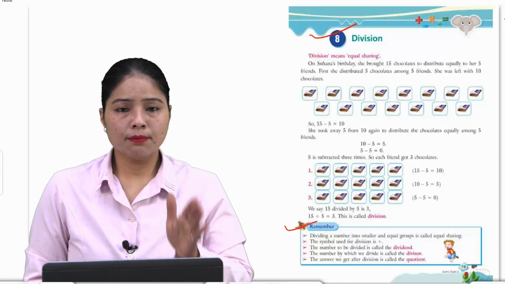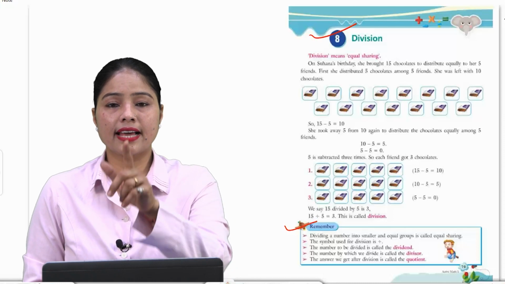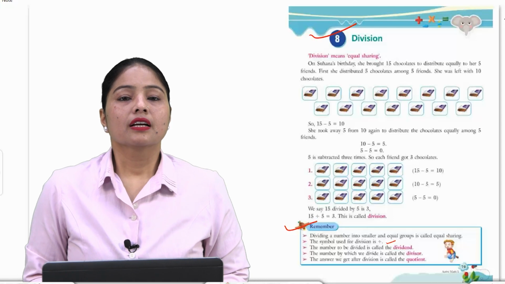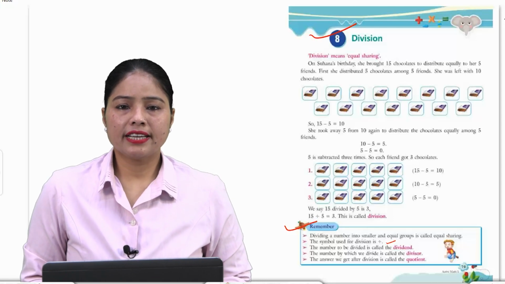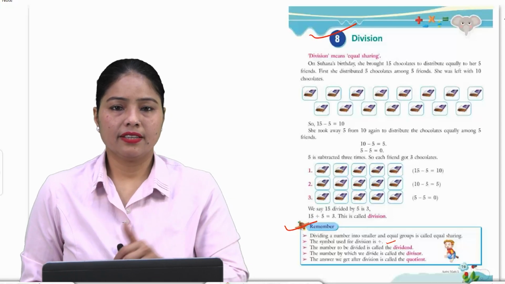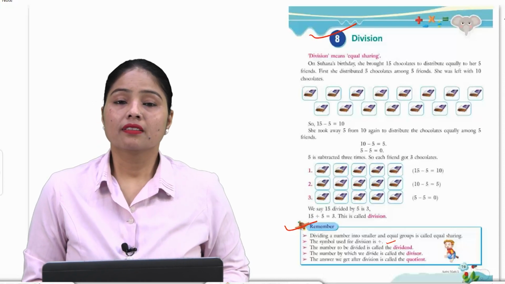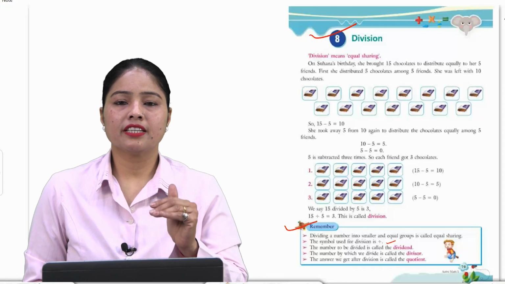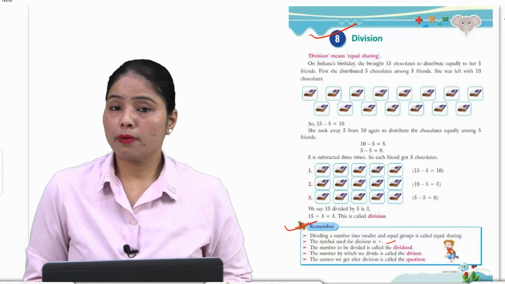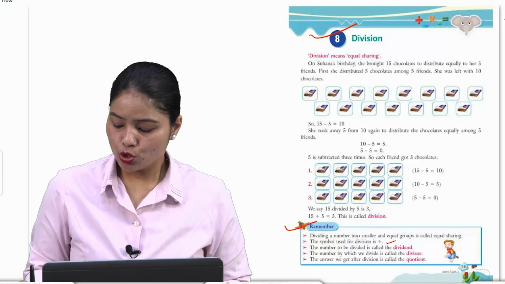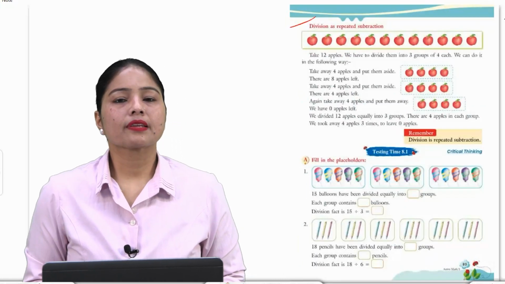Okay. The symbol used for division is like that. This is the symbol of division. The number to be divided is called the dividend. The number by which we divide is called the divisor. The answer we get after division is called the quotient. So remember all these points very well. Just do practice of that beta. Okay. So now move on to the next one.